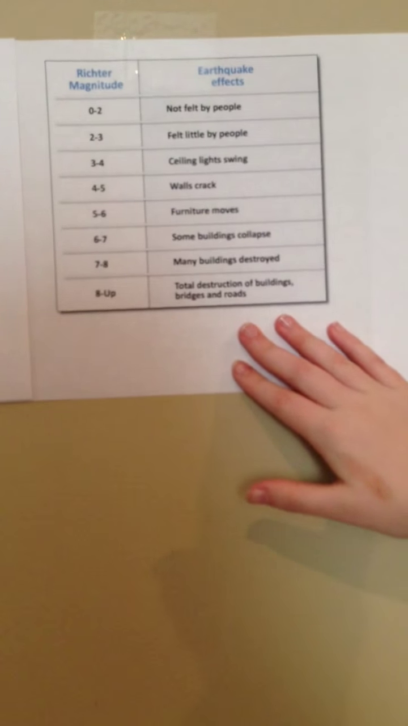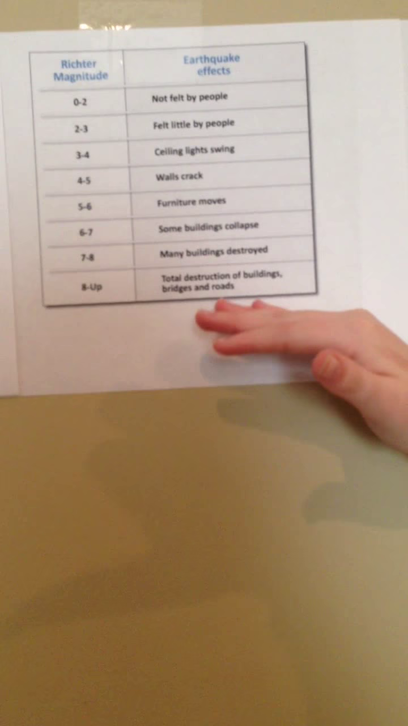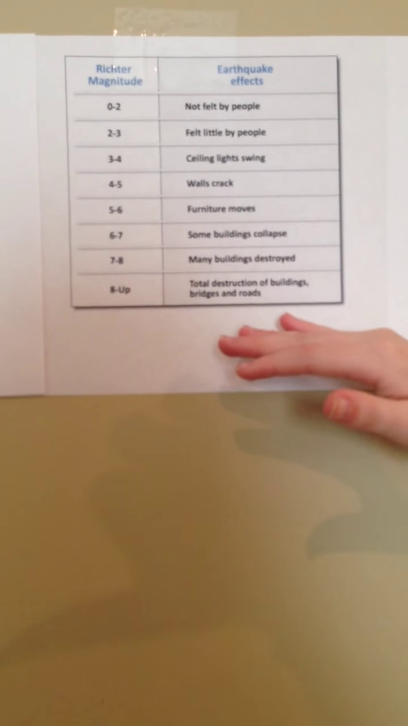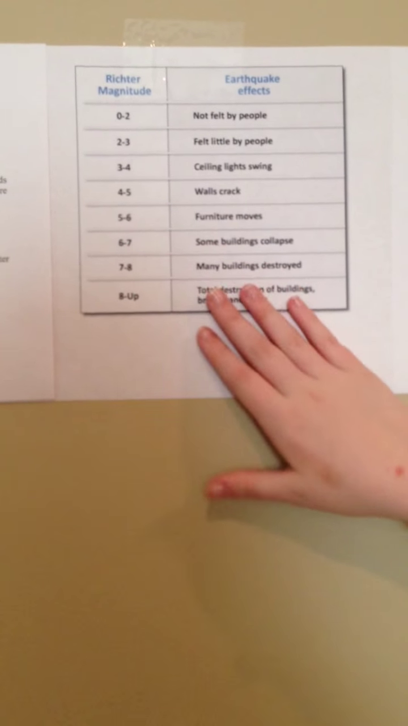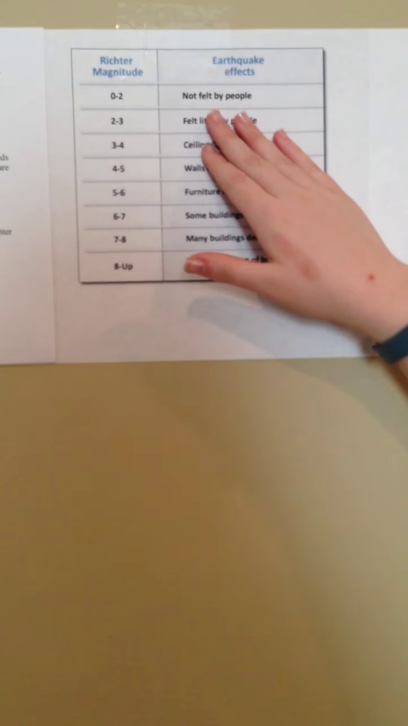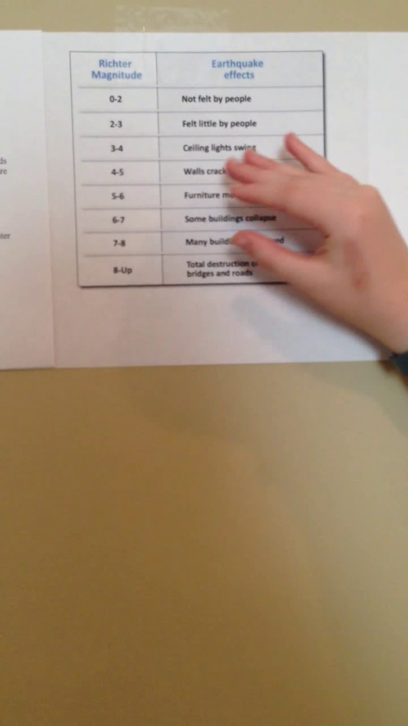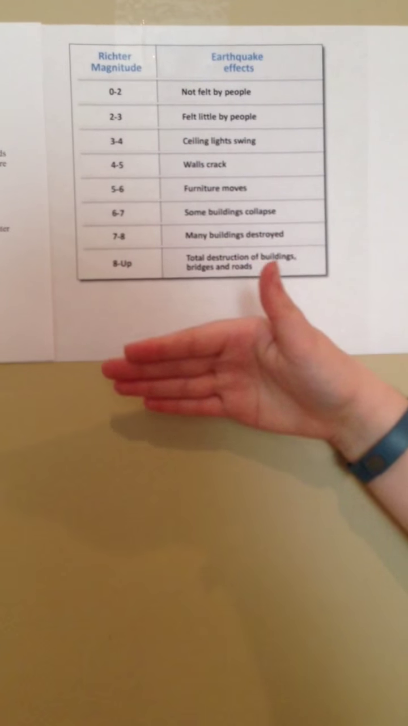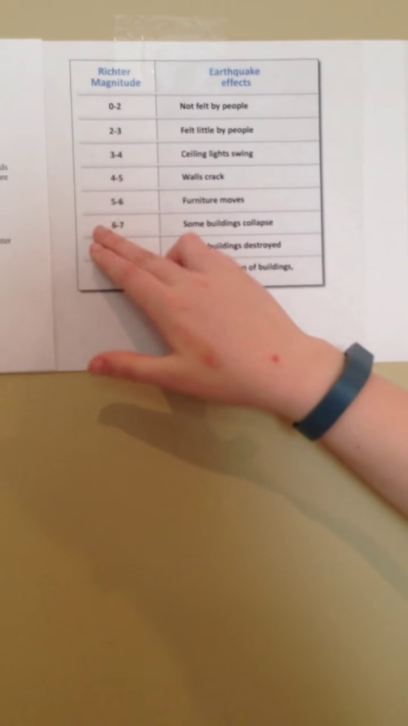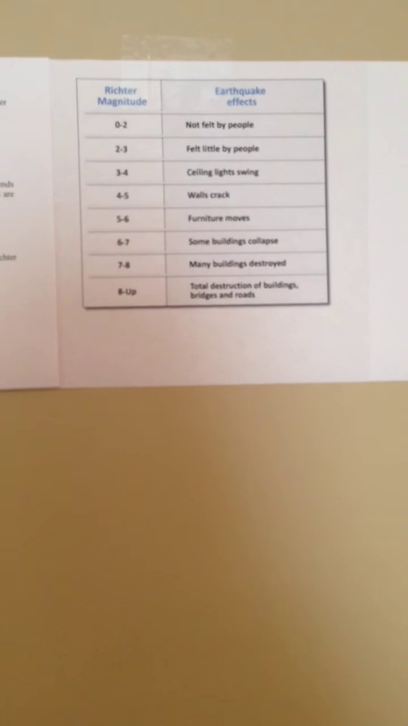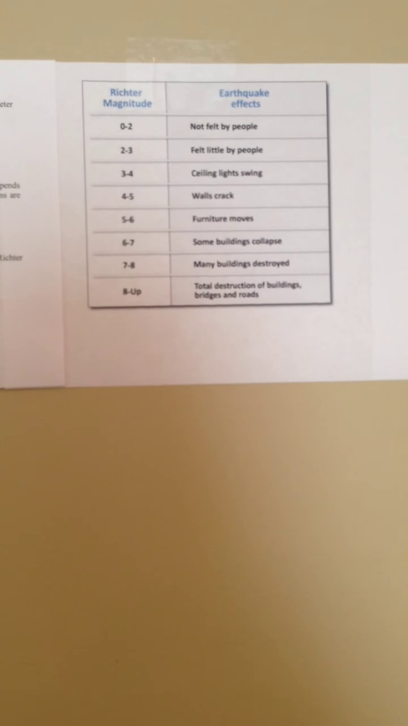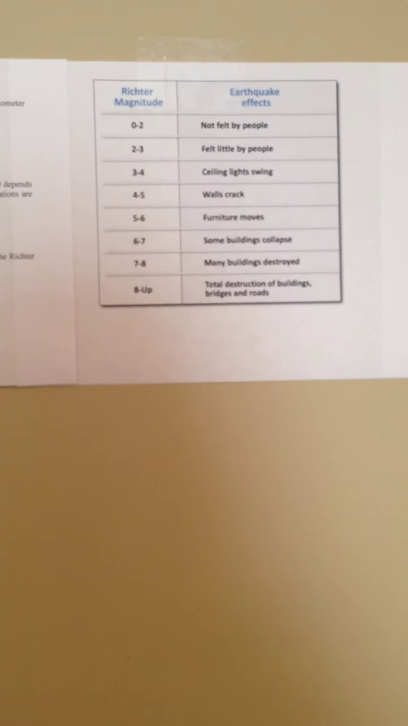Here is a graph that explains the Richter scale. Here is a chart that explains the Richter magnitude and the earthquake effects. As you can see, 0 to 2 is not felt by many people. It's very small. But as you slowly move up in number, you can see that at 6 to 7, buildings collapse, and so on and so forth.